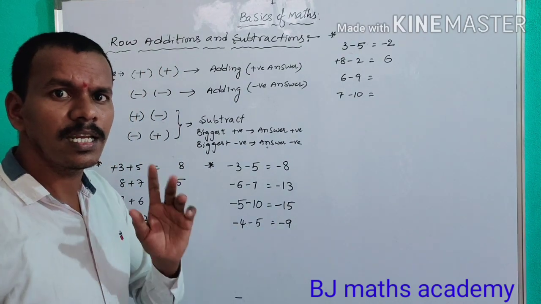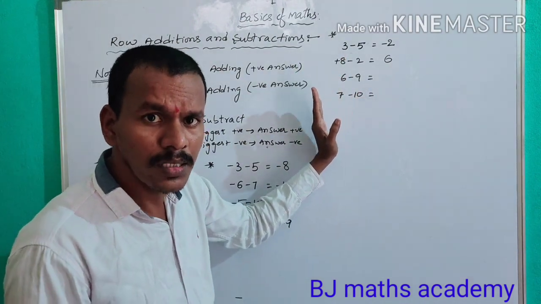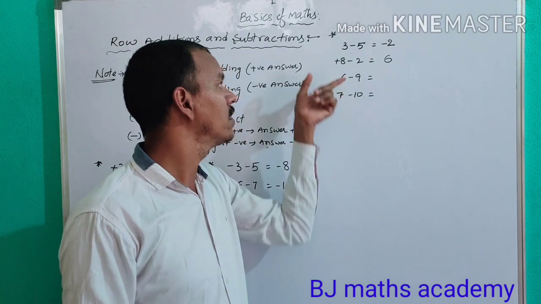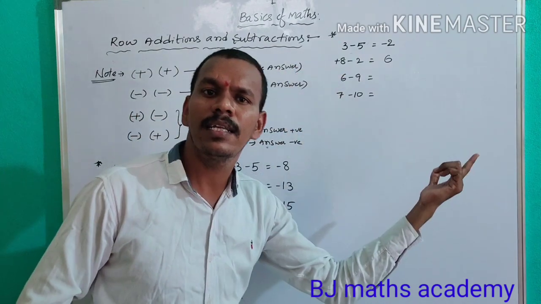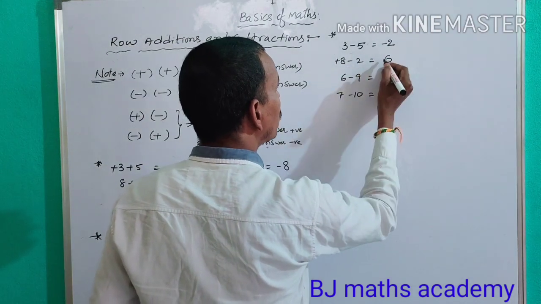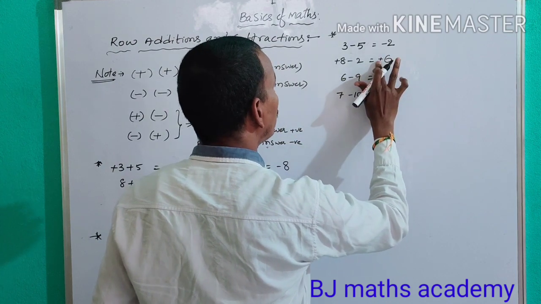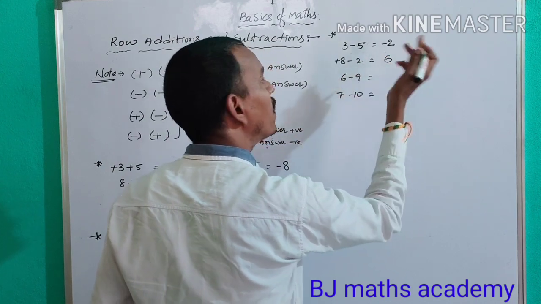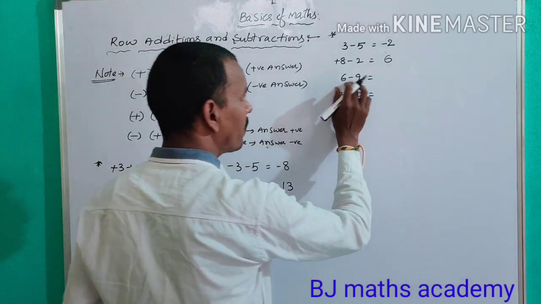So we can remember that if there is no sign before a number, we can consider it positive. If there is a sign, we consider that sign only. Now here the biggest is positive, so the answer is also positive. Whether plus is mentioned or not mentioned, no problem, no need to mention plus. But if there is minus, we have to mention it. Now go to 6 minus 9.